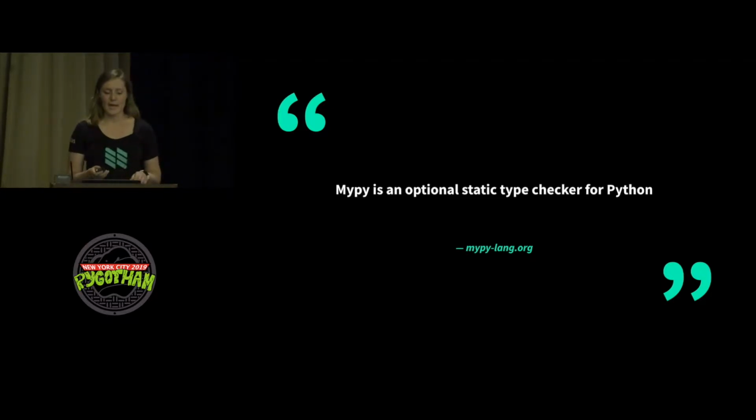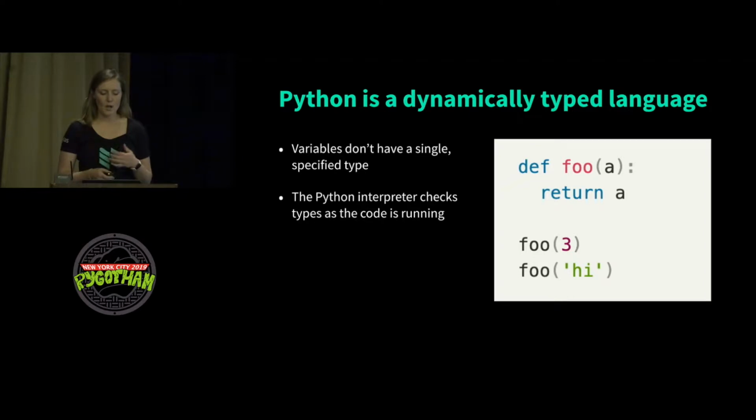The core is that Mypy is a static type checker. And in order to be a static type checker, you need types to check. But Python is a dynamically typed language, which traditionally means that there are no types specified in your code. Instead, the Python interpreter checks the types of the variables as it's running the code.